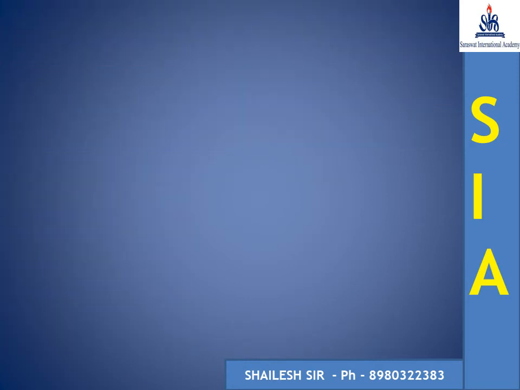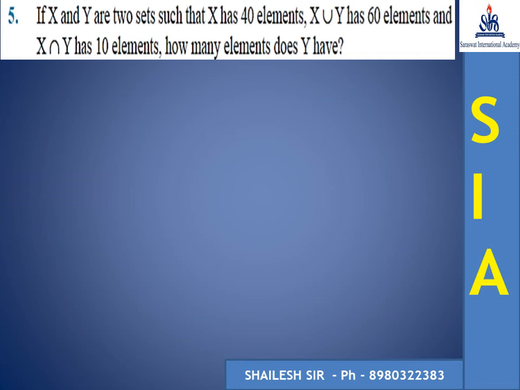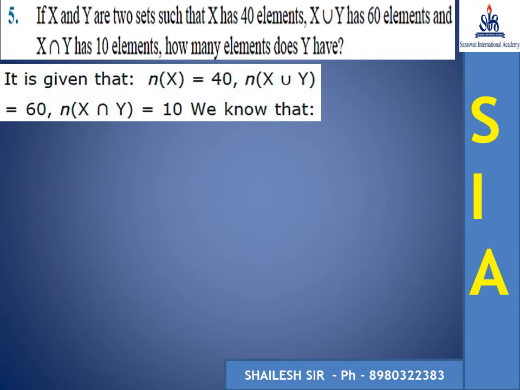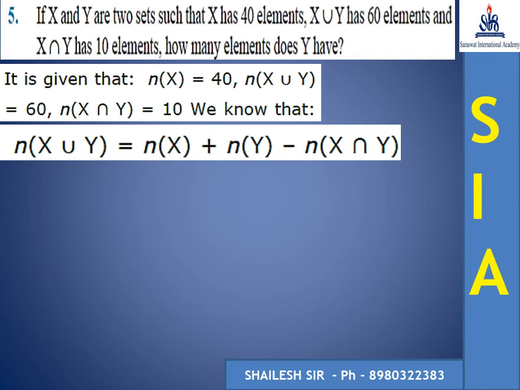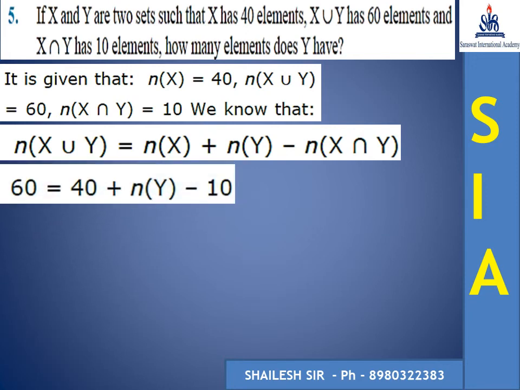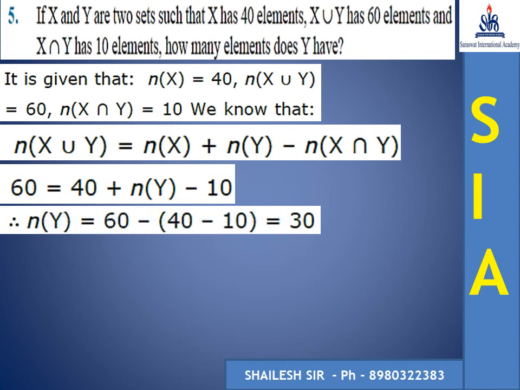I go to the next, question number 5. Same type of question: n of X is 40, n of X union Y is 60, and X intersection Y is 10. My target is how many elements Y has. Same formula, same putting of values: 60 is equal to 40 plus n of Y minus 10. Further calculating, you get the answer 30, and we plot it on the Venn diagram.